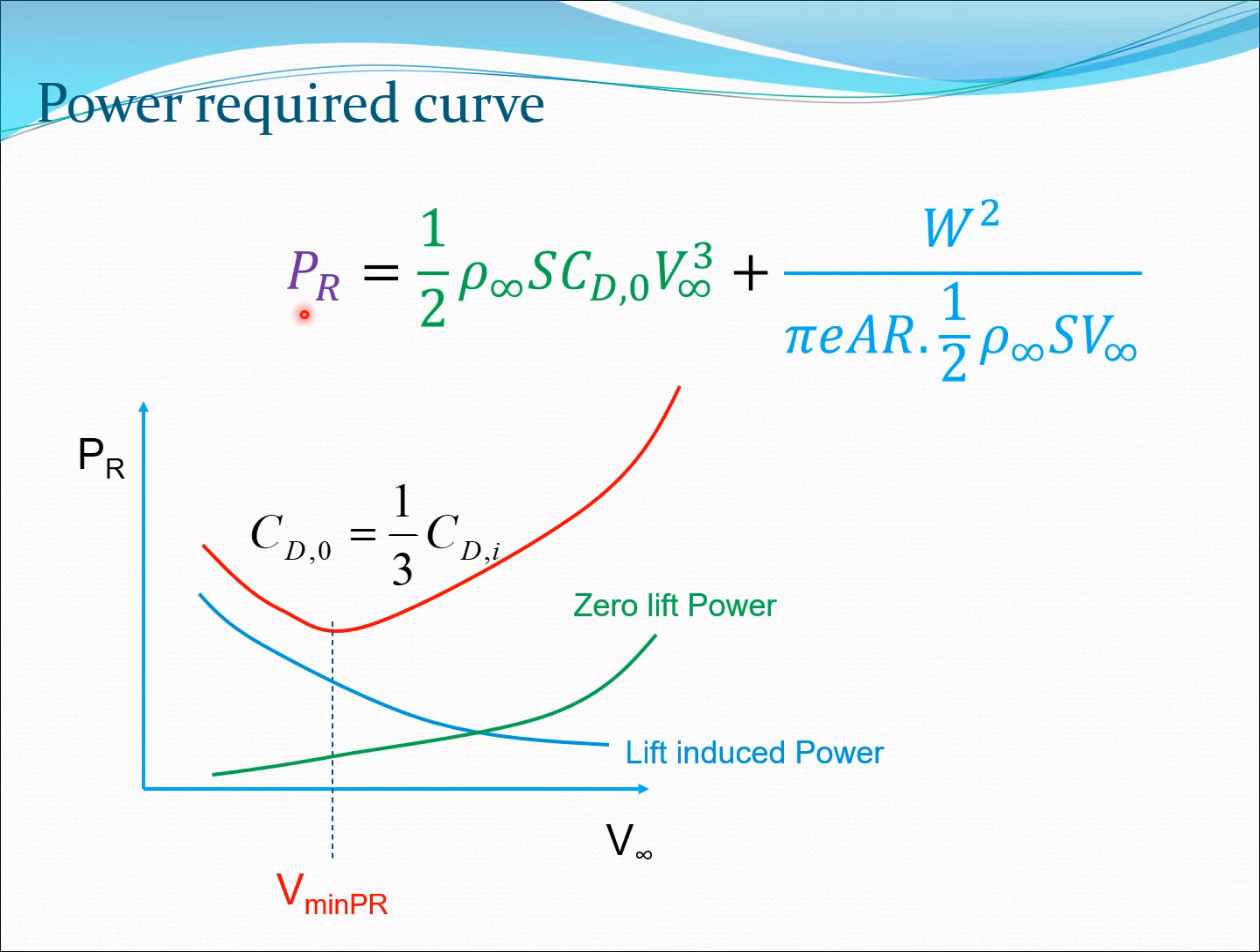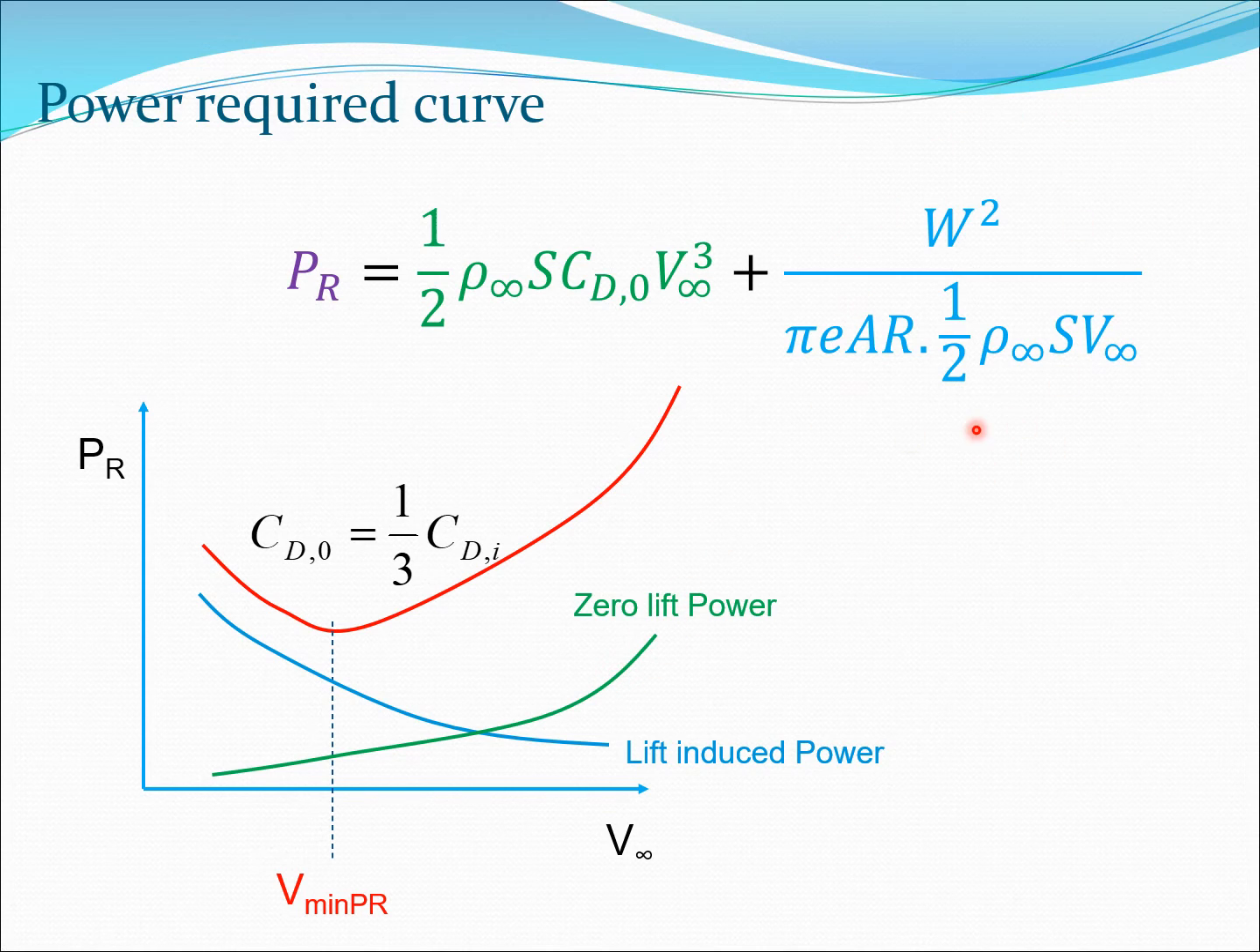So now let's go back to the equation for power required and plot it. If we do that, we get this red curve here. So this is essentially the power required curve, and we can see this as two parts. There is a part which goes up as V infinity cubed. That's the zero lift power, and it is going up rather dramatically here because it's a function of V infinity cubed. So at higher velocities this will go up faster.